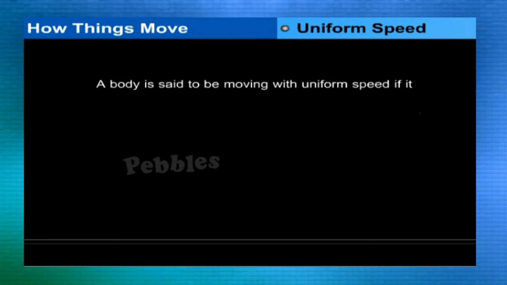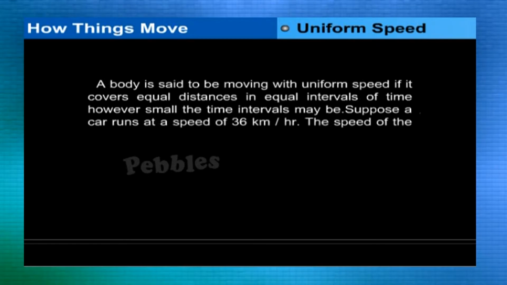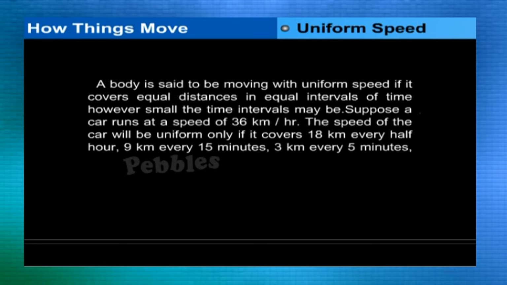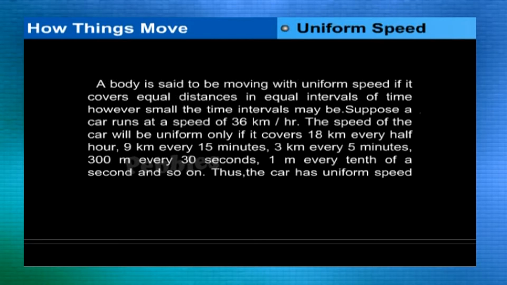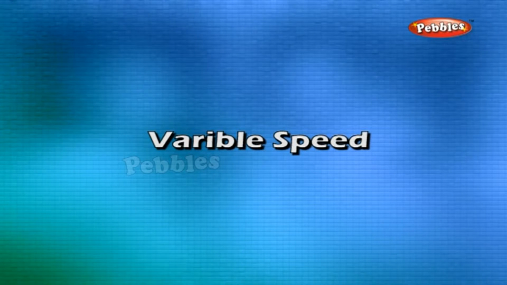Uniform speed. A body is said to be moving with uniform speed if it covers equal distances in equal intervals of time, however small the time intervals may be. Suppose a car runs at a speed of 36 kilometers per hour. The speed of the car will be uniform only if it covers 18 kilometers every half hour, 9 kilometers every 15 minutes, 3 kilometers every 5 minutes, 300 meters every 30 seconds, 1 meter every tenth of a second, and so on. Thus, the car has uniform speed only if it covers equal distance in the smallest possible equal intervals of time.